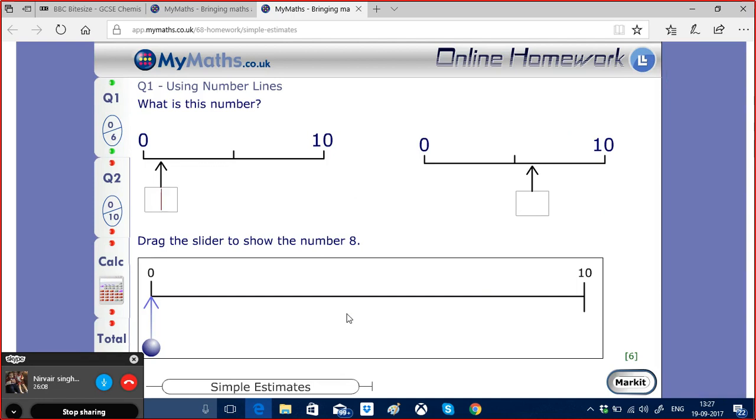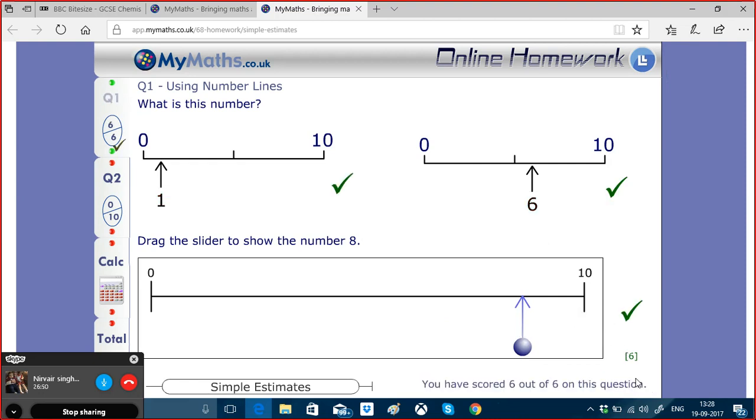Now I am asking some questions to you, and then let's see what you are solving here. If you feel any problem, then I'll explain that to you. Can you tell me what this arrow represents on this number line? One? Yes, that's right, because it represents a little bit one here. Now tell me this one. Six. Yes, that's right. Good. Drag the slider to show the number on it. Okay, you can do that. Approximately it will be over here. Yes. And then we can mark it. Yeah, that's right.